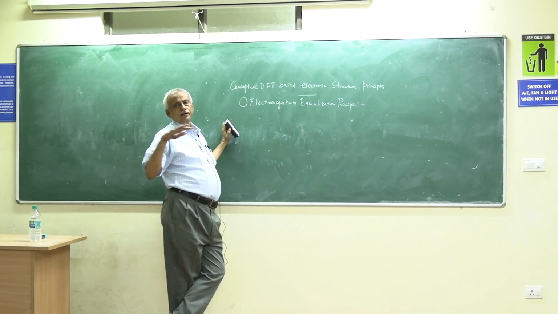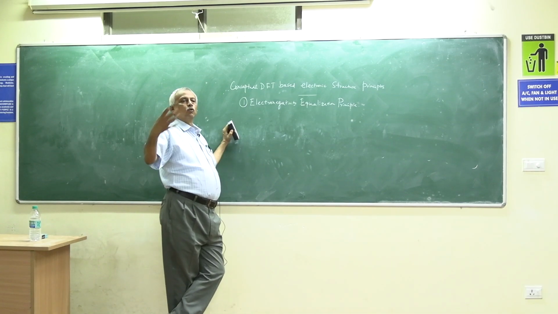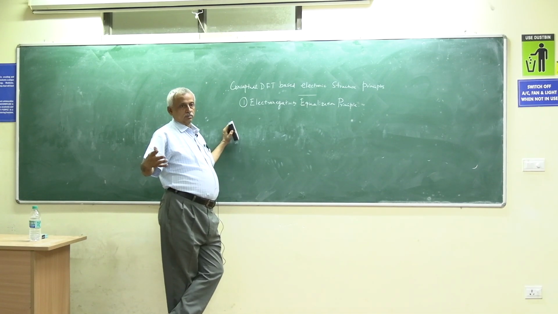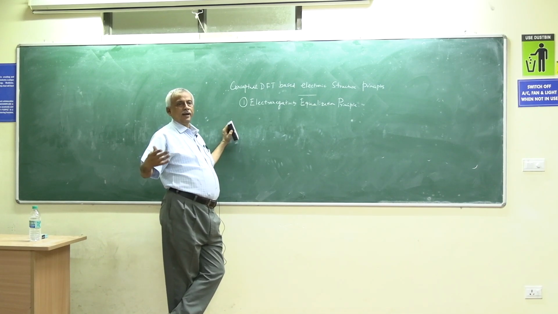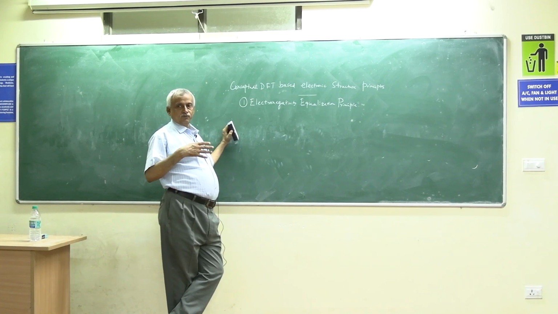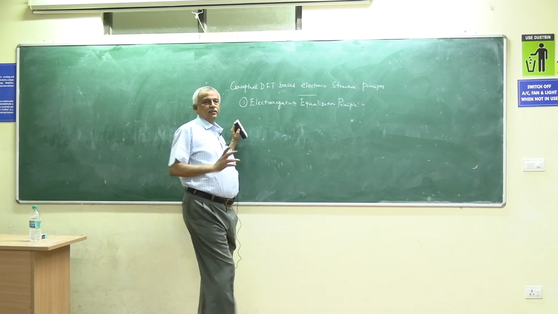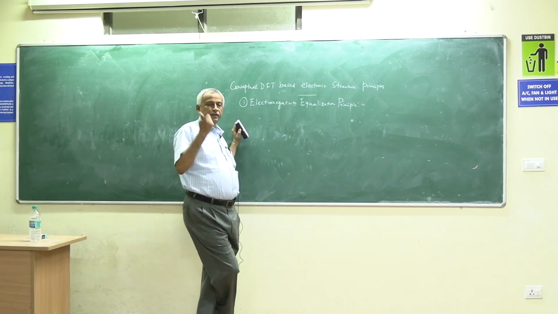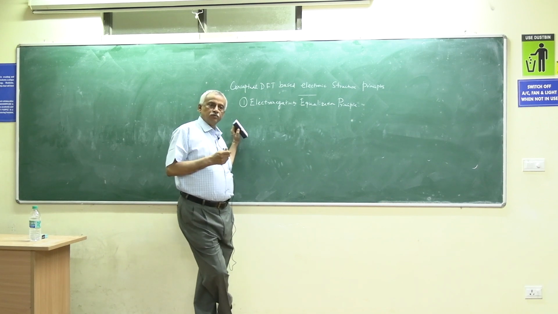Electronegativity equalization principle. What is that? Suppose several atoms are forming a molecule. When they come very close to each other, there will be electron flow from the atom with lower electronegativity to the atom with the higher electronegativity. And electron flow means you can explain in terms of acid-base reaction, Lewis acid-Lewis base, or you can explain in terms of a redox reaction, depending on what type of reaction you are talking about.